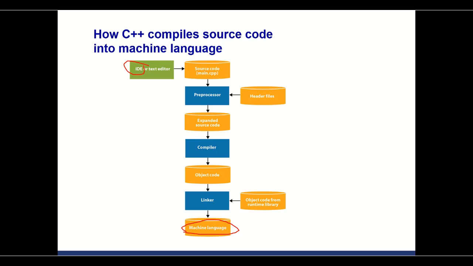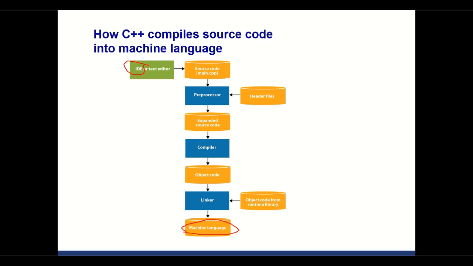If you take a closer look at the compilation process, you typically use an IDE to edit the source code for a C++ program. Files that contain the source code often have an extension of .cpp. In most cases, we use the extension .cpp. That's how you write the C++ code.